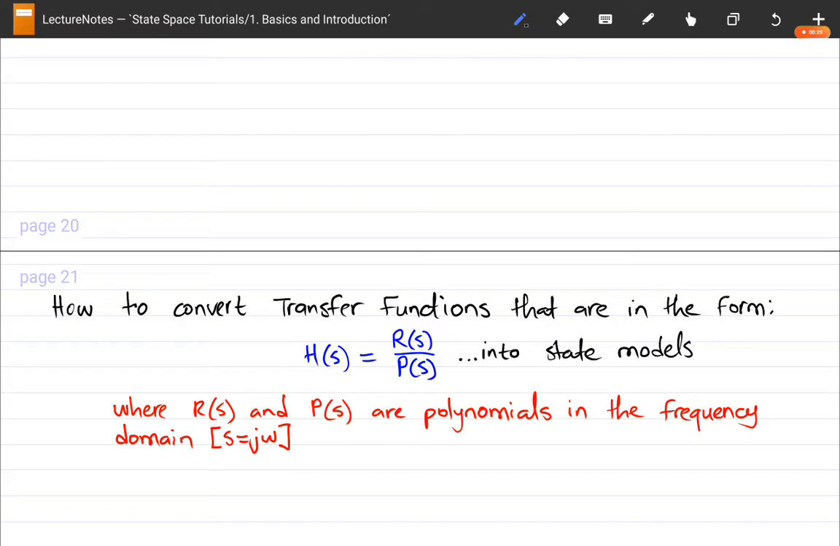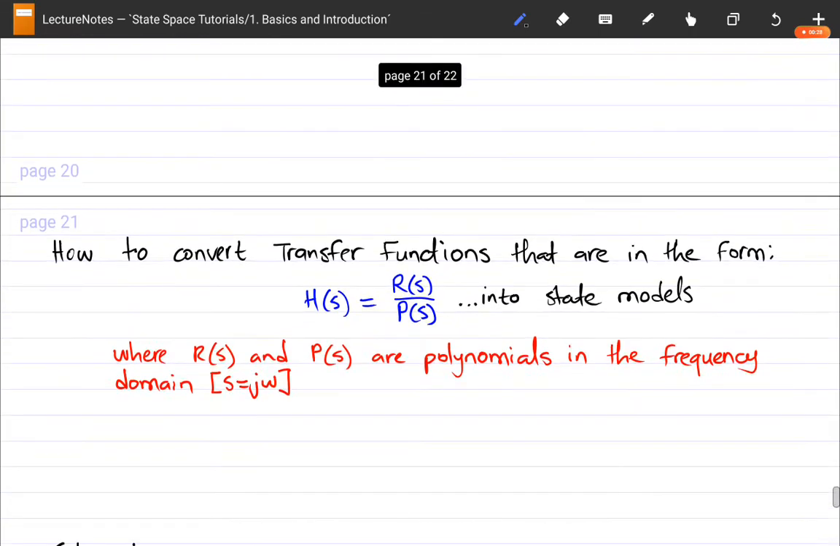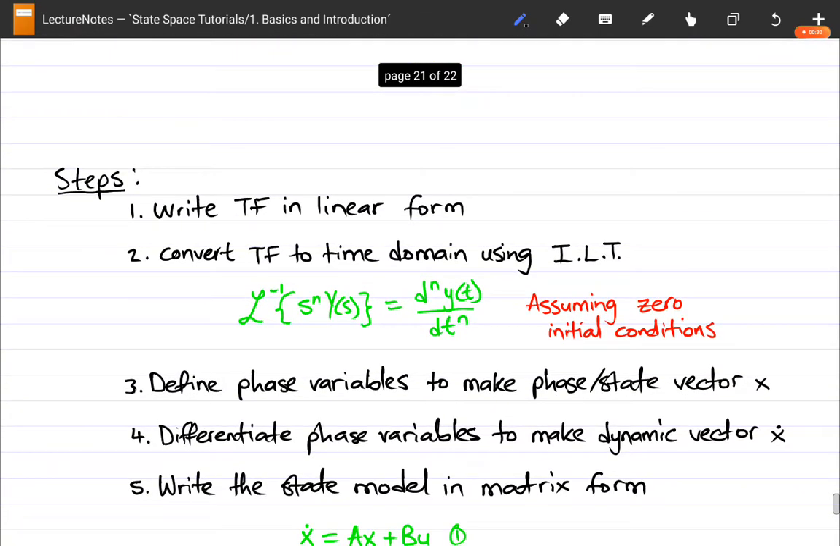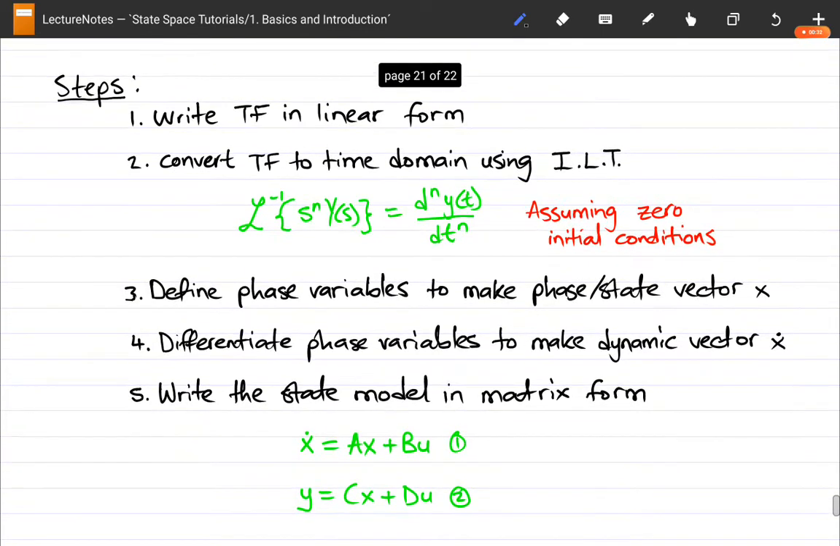In the previous videos, I introduced a step methodology to converting transfer functions into state models, and those steps, 5 of them, are shown here below. I'm not going to go over them again, but you can pause the video or go to the previous videos to see how these steps were derived and how they've been used in other examples. So without wasting any time, let's start off with the video.